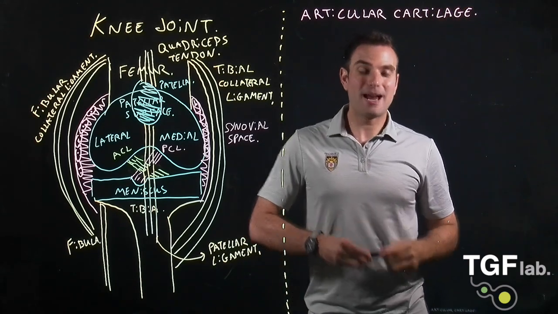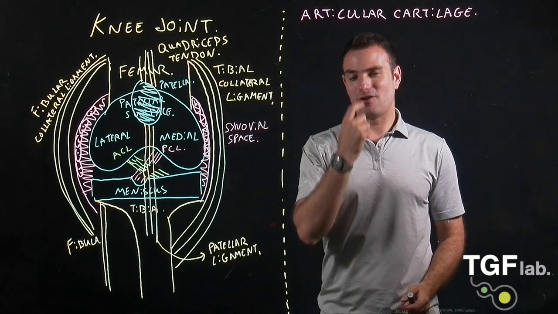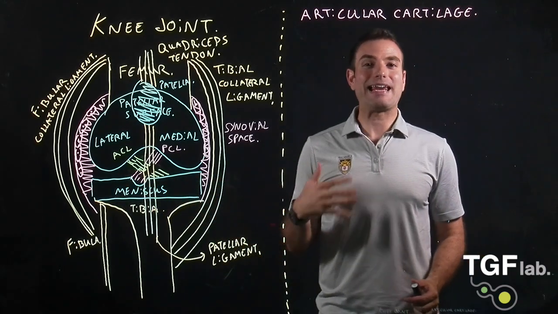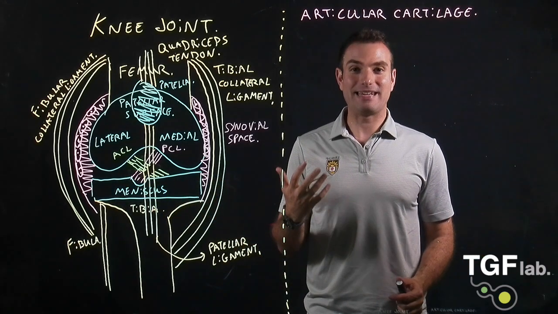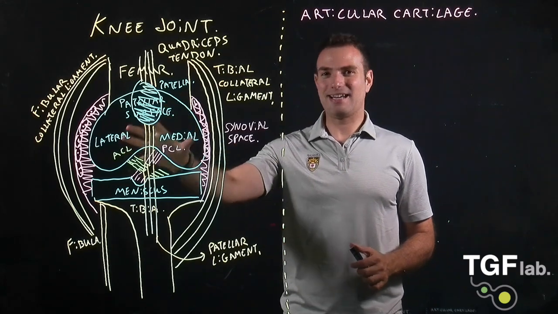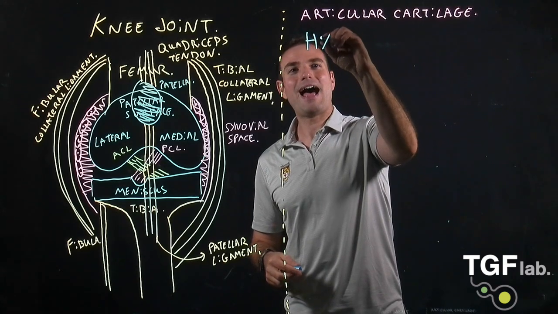So we have different types of cartilage in our body. We have elastic cartilage in our ears and also elastic cartilage in our nose. We have fibrocartilage in the meniscus and in the intervertebral disc in our spine. And also we have articular cartilage in our knees. So this articular cartilage is also called hyaline cartilage.